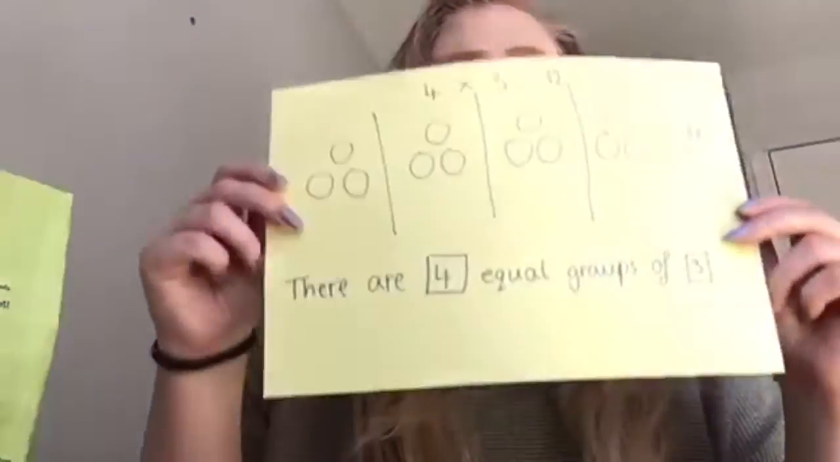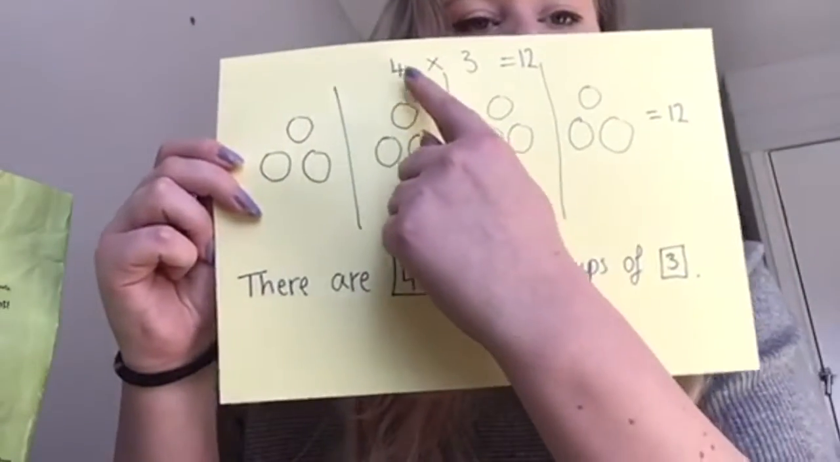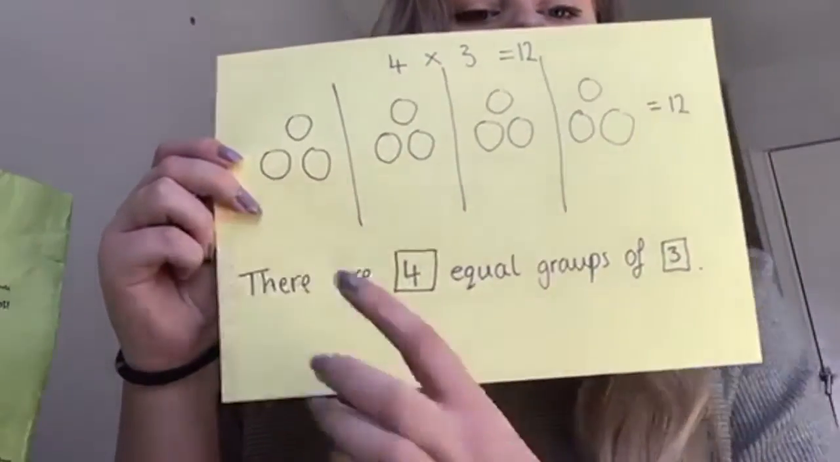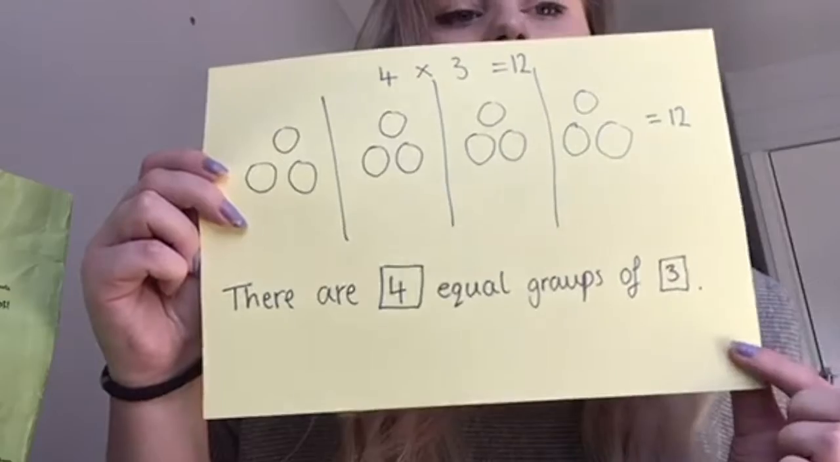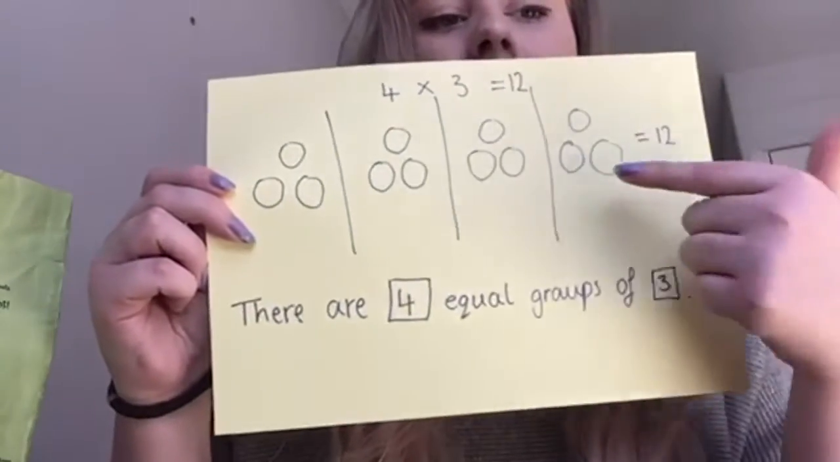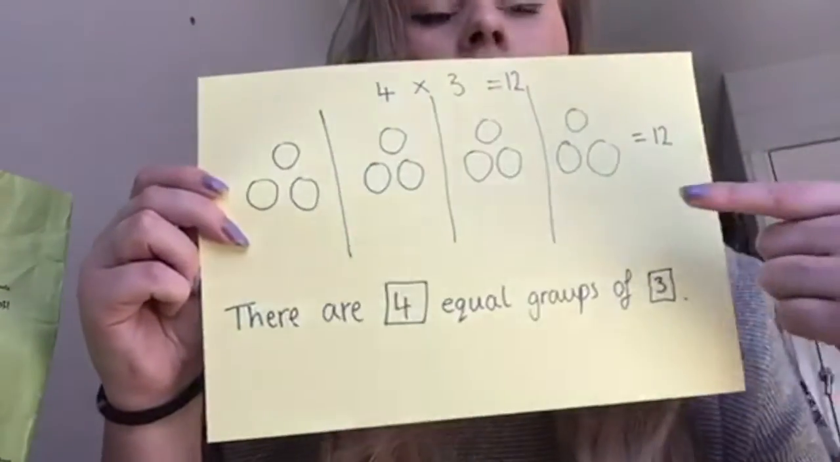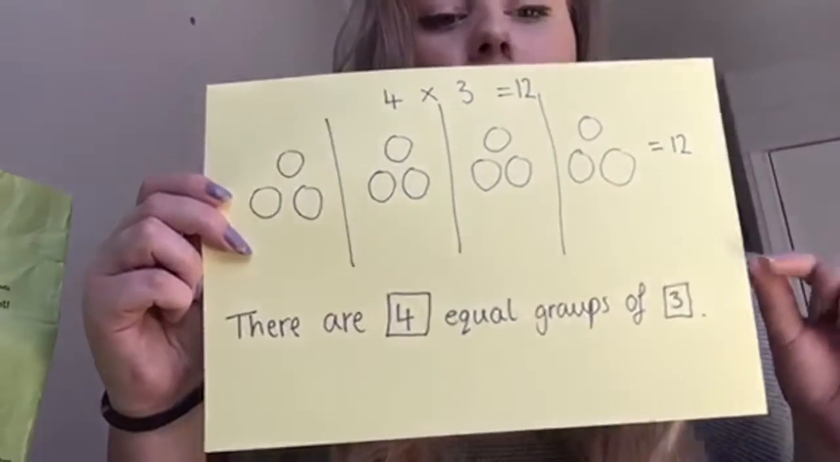So what the children will do is they will look at the sum, which is 4 times 3, and they will write 4 groups of 3. Then to work out the sum, they will count all of it together to make 12. It is really important when we're looking at multiplication that we use the word equal a lot, because the groups must be equal for them to be able to times them and for them to be divisible.